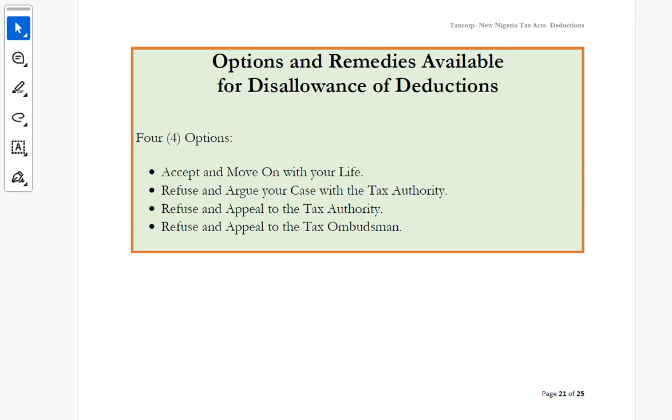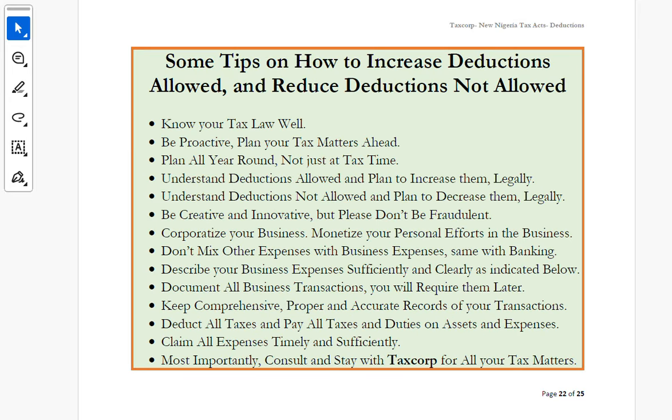Now, what are the options available to you when your expenses are disallowed? There are four of them. The first is accept and move on with your life. The second is refuse and argue your case with the tax authority. The third is refuse and appeal to the tax authority, because you have the privilege, you have the right to do that. And lastly, the fourth, you can refuse and appeal to the newly created office of the tax ombudsman.